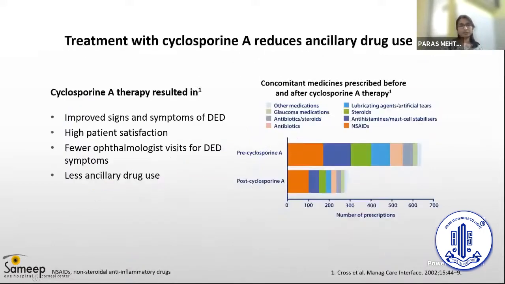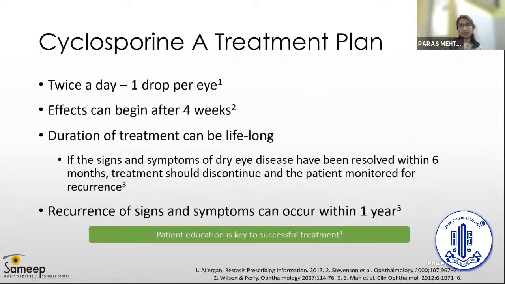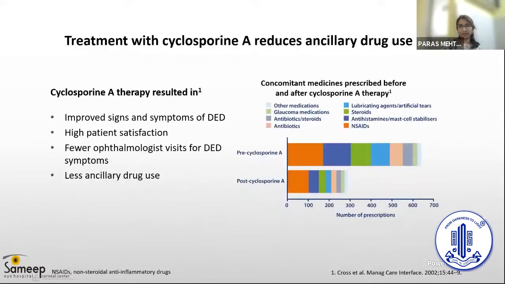Next, please. So it can reduce the usage of ancillary drugs. If you recall, and if you talk to your patients, many times our patients tell us that their requirement of topical lubricants has reduced over a period of 6 months if they are regularly using anti-inflammatories like cyclosporine, from 6 times a day or every 2 hourly to many times 4 times or twice a day. This itself tells us that definitely it has a role.